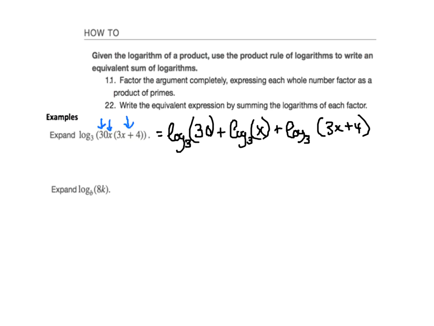Same thing here. I only have two factors this time. I have an 8 and a k that I'm multiplying. So to expand that, that would be log base b of 8 plus log base b of k. Simple enough.